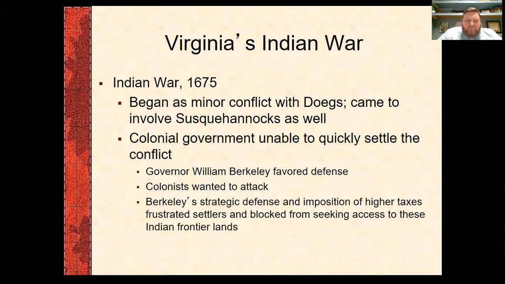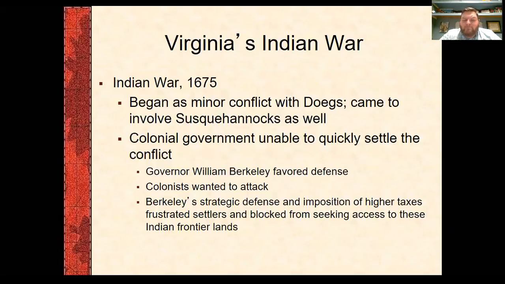Pardon me. And Virginia's Indian War is interesting for a couple of reasons. One, in that it is a war between the people of Virginia and the Native American tribes there, specifically the Doegs and the Susquehannocks. But it also sparks a rebellion, and it shows a class fracture that's very important. That's going to end up bringing in something very important that lasts a very long time. So let's talk about this.